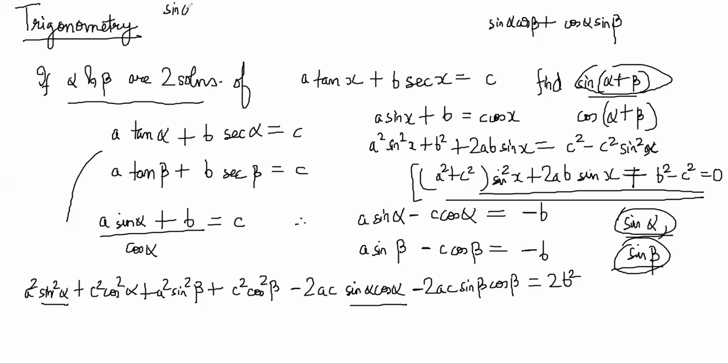So I know the product of the roots, sine alpha sine beta, is equal to (b square minus c square) by (a square plus c square). And I know the sum of the roots, sine alpha plus sine beta, is equal to minus 2ab by a square plus b square, right? Yes. Minus 2ab by a square plus b square.